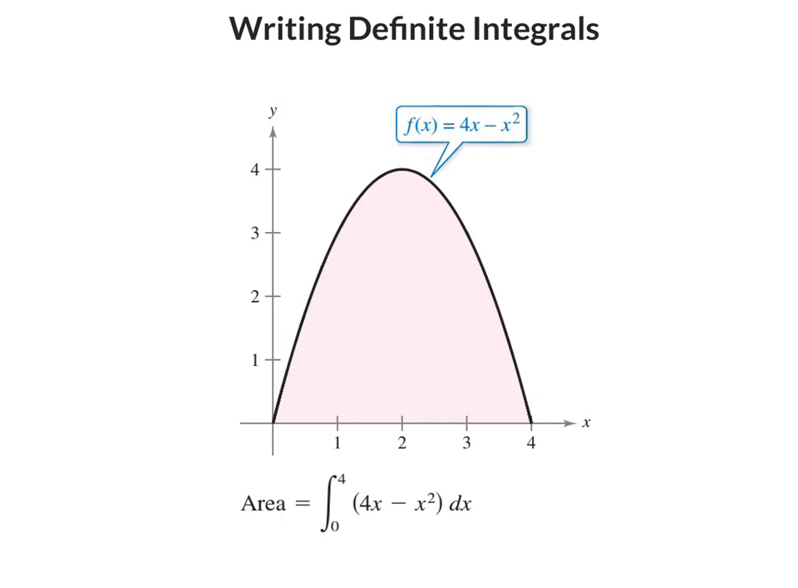Something that I do want to share with you is if you are asked to write a definite integral, and let's say you have this graph here, you're given a function like 4x minus x squared, and you notice that it goes from x equals 0 to x equals 4, you can put that into a definite integral. So that's area equals the integral from 0 to 4 of your function, so 4x minus x squared, tack on a dx because you are integrating in terms of x, because that's your variable, and that's how you would write a definite integral.